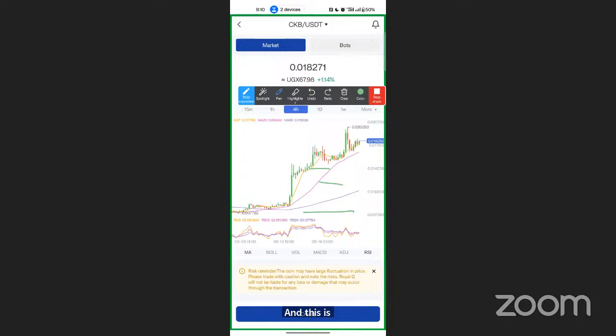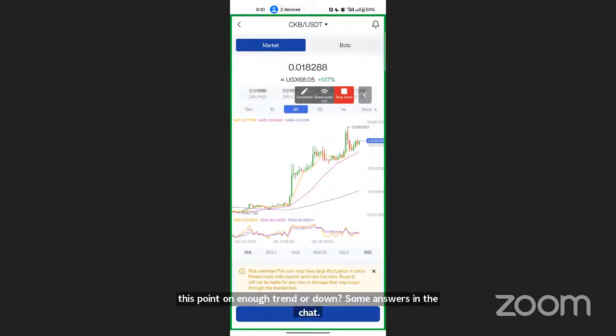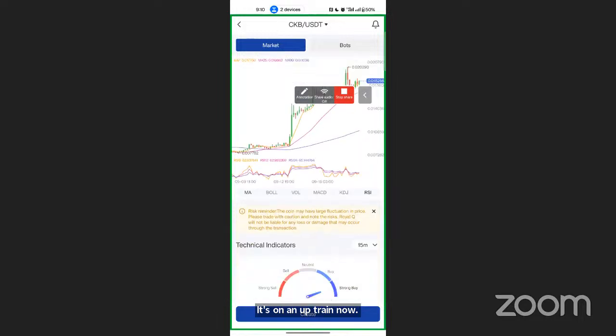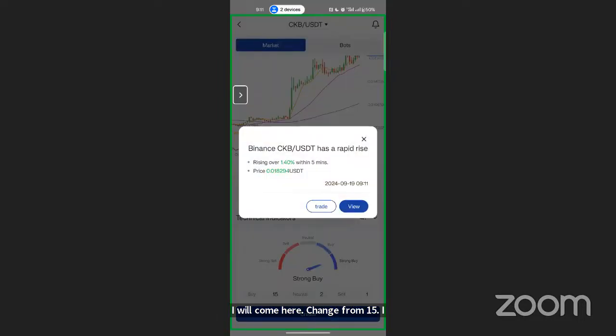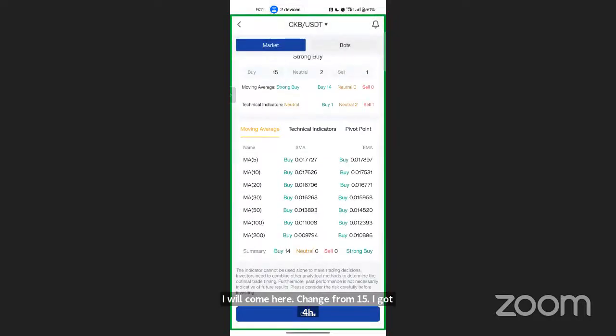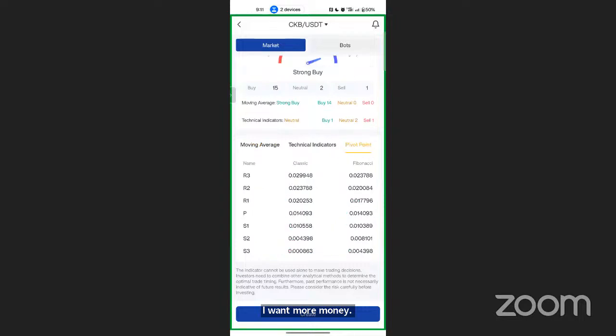Is this coin on an uptrend or a downtrend? It's on an uptrend. Now, since I have my knowledge, I will come here and change from 15 minutes to 4 hours. I want more money. Then I look at the pivot point of 4 hours.